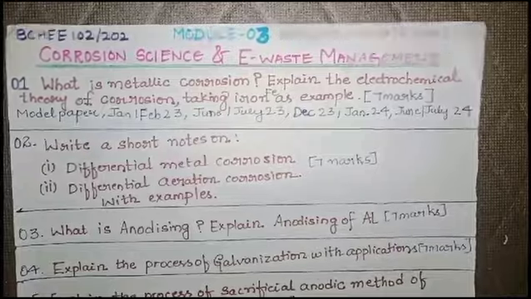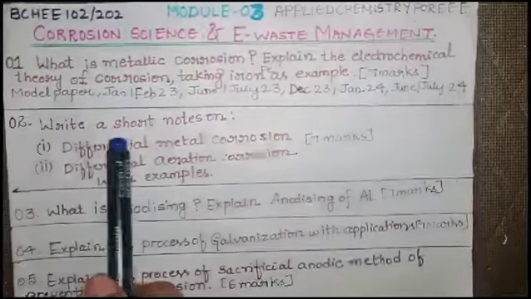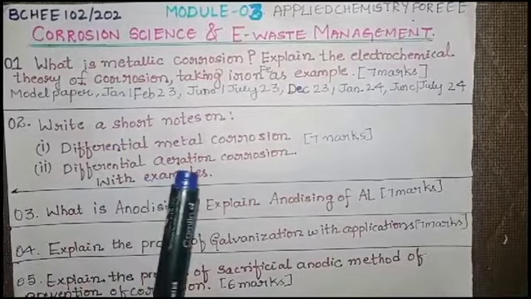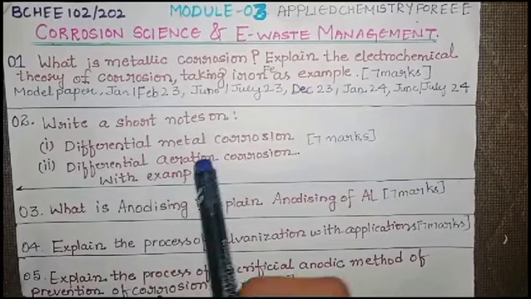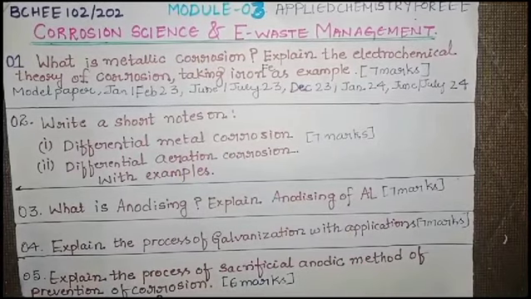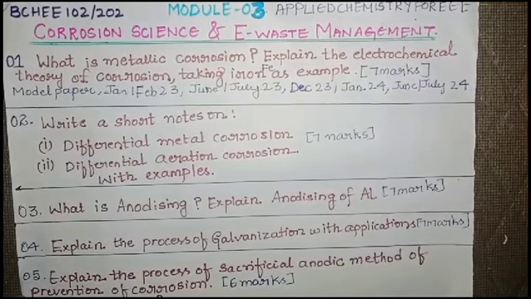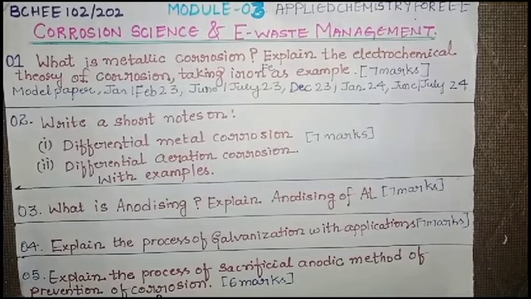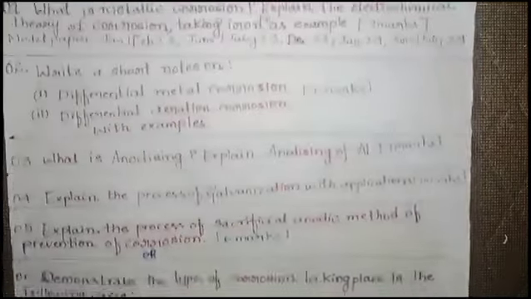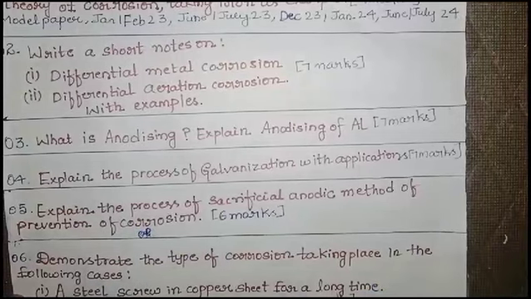And question 2 is, write short notes on differential metal corrosion and differential aeration corrosion. You should write short notes on differential metal corrosion and differential aeration corrosion with suitable examples. Question 3. What is anodizing?